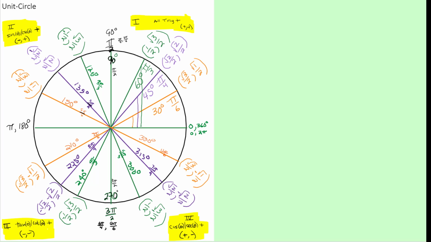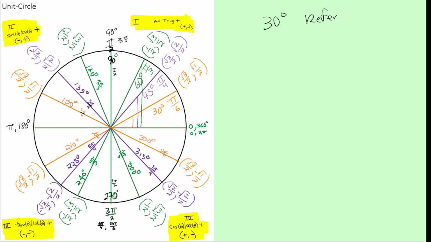So for the unit circle, notice I have color coded. Everything in orange are 30 degrees away, are the 30 degree reference angles.